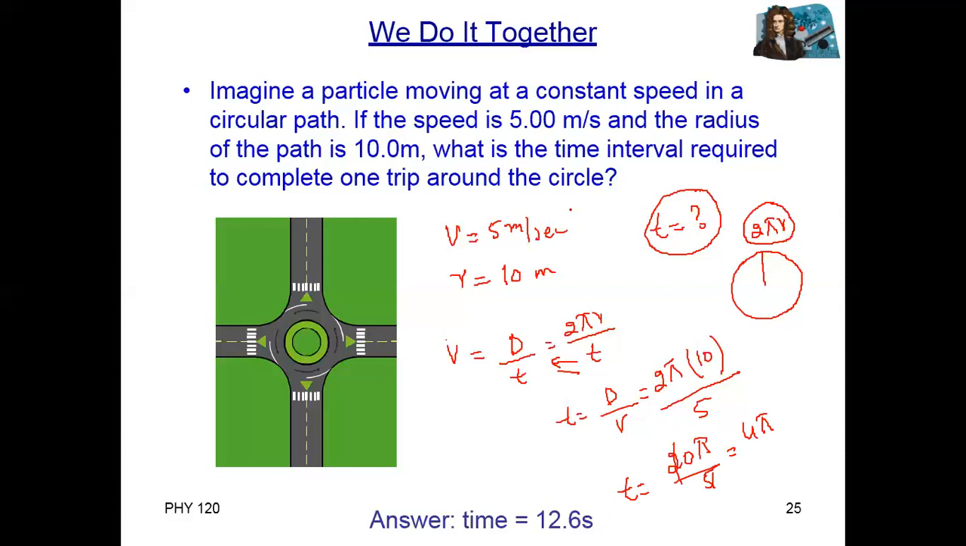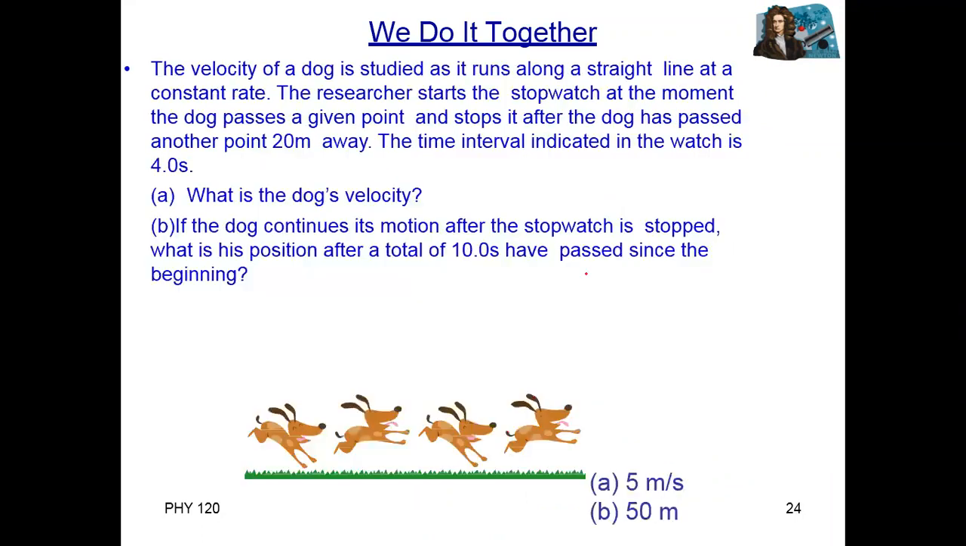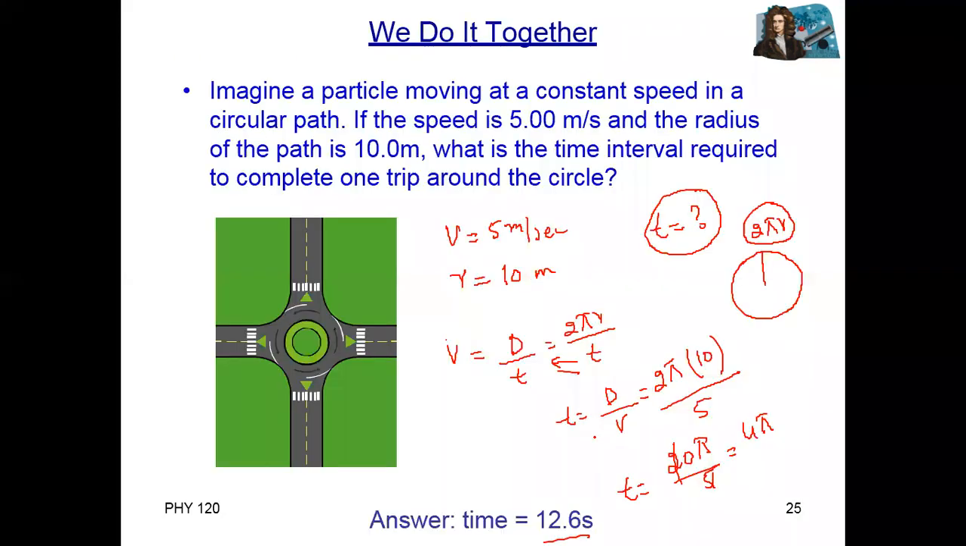What is the value of 4 pi? Yes, 12.6. 4 multiplied by 3.14 is 12.6. Correct? Clear? Excellent. So you can solve the previous example, you can solve this one. The answers are given, so you can try. Next we have acceleration, but we will discuss acceleration inshallah in the next class.